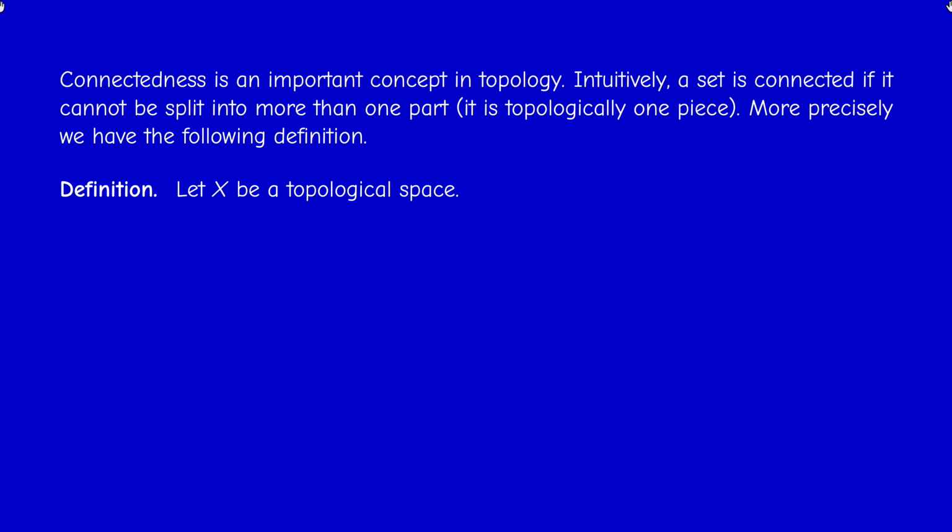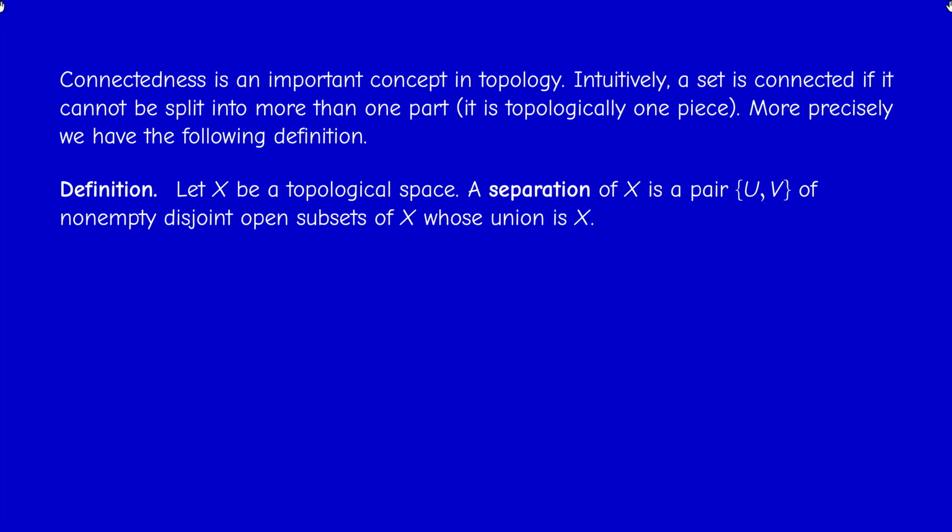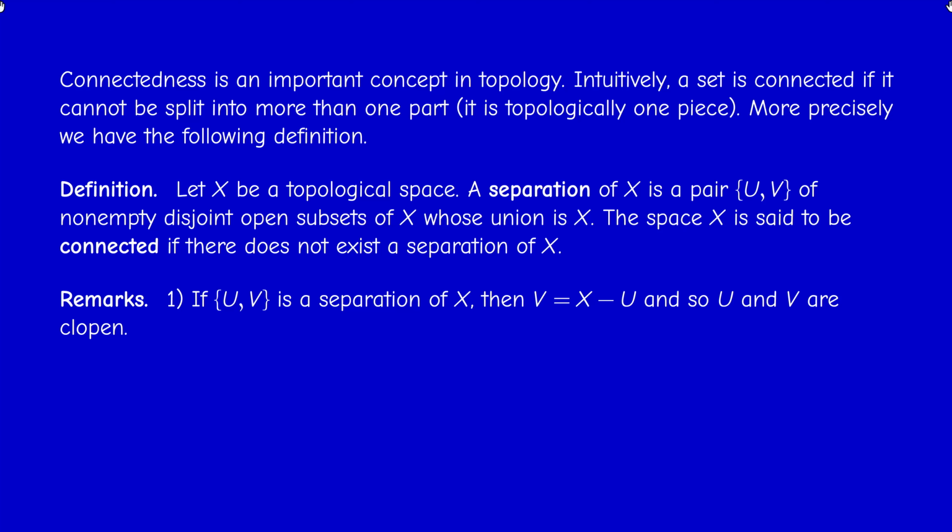So if you have a topological space X, a separation of X is a pair, U, V, of 2 subsets of X, which satisfy 4 properties. They are both non-empty. They are disjoint. They are both open, and they cover X. The union is X. Okay? So it's a special kind of partition of X. And we say that X is connected if it does not possess a separation.